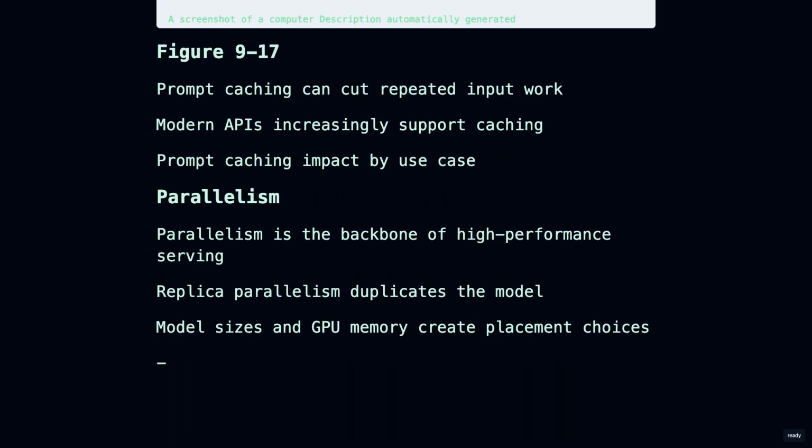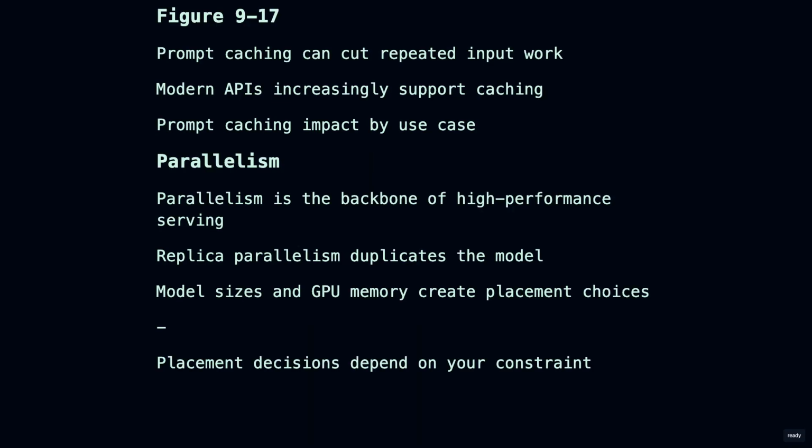This is the start of the placement example. The key idea is that once chip memory is fixed, serving becomes an allocation problem rather than a simple sizing problem. If hardware is fixed, you choose how to allocate it across replicas to maximize throughput and meet latency goals. For example, you might decide whether one large model is better than several smaller replicas on the same GPU.